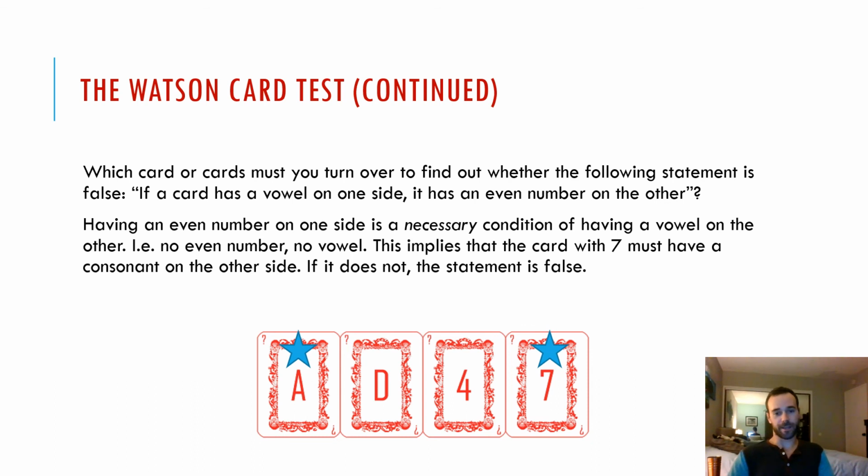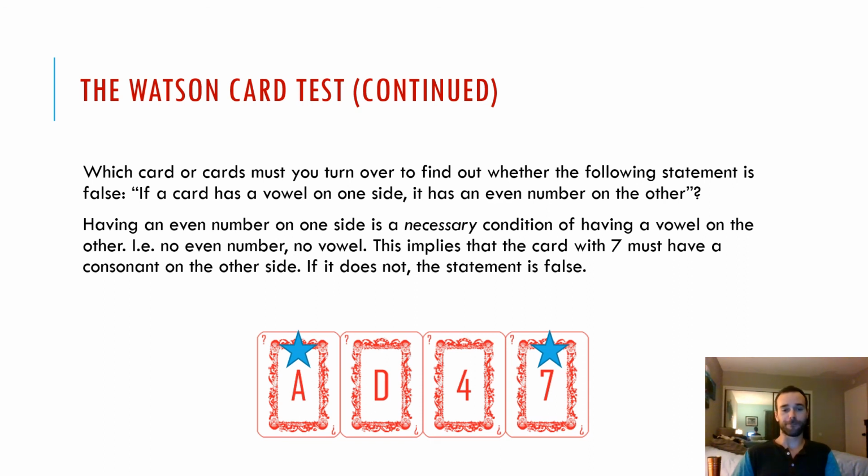Now the reason that it's A and 7 is because, remember, the statement is saying if a card has a vowel on one side, it has an even number on the other. So we would flip the A because it is a vowel, and we want to know that there is an even number on the back. Because remember, having a vowel is sufficient for an even number. So if there's not an even number, then this statement is false. When we look at D, we don't need to flip this card over because the statement is saying if a card has a vowel on one side, it has said nothing about consonants. And so we don't care about flipping over the D.